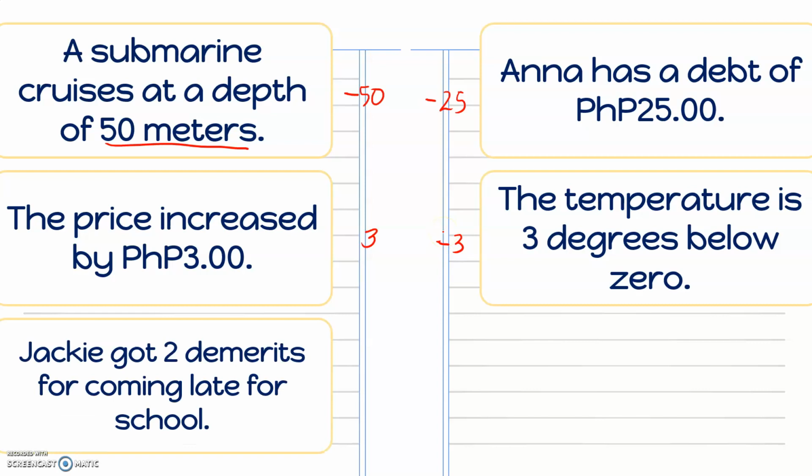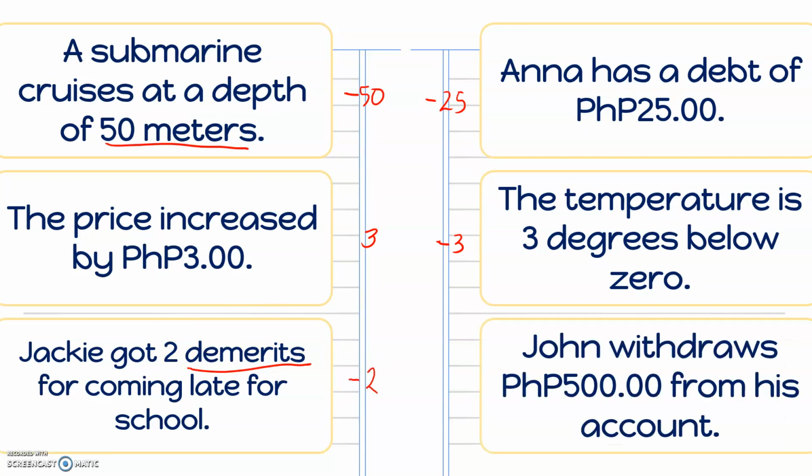Next, Jackie got 2 demerits for coming late for school. Demerits means a deduction or minus in grades. So 2 here is represented by a negative 2 integer. Then, John withdraws 500 pesos from his account. Since John took money from his account, we'll have 500 pesos as negative 500.